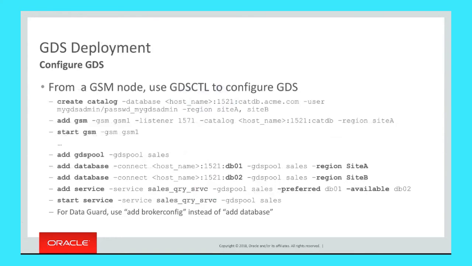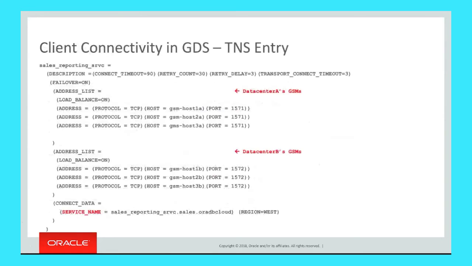Okay. So let me show you how the TNS names would look like. It's no different from what you've been used to today, whether you're using the regular database listeners or the scan listeners, right? Except in this case, in the address list, you would list out the GSM listener endpoints, right?